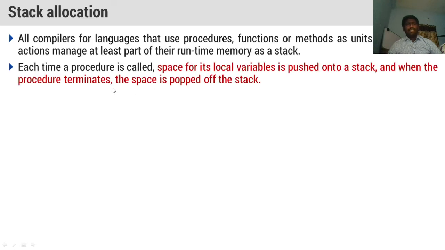When we go to stack allocation, space for the local variables is pushed onto a stack, and whenever a procedure terminates, the space is popped off the stack. Stack is a data structure, and stack uses a memory. Stack is used as a memory while executing the program for storing the local variables, like pushing the local variables into the stack and popping the variables from the stack once the procedure terminates. If stack is used as a runtime storage, then it is called stack allocation.